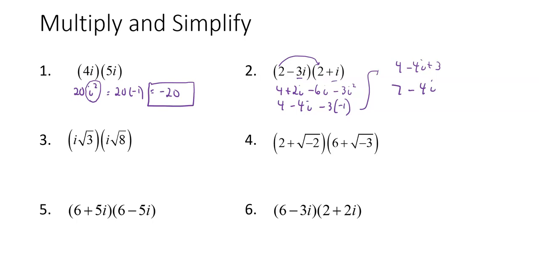All right, take a look at number 3. We have i times the square root of 3 and i times the square root of 8. i times i is i squared. Square root of 3 times square root of 8, square root of 24. Well, i squared is equal to negative 1. Square root of 24 I can break down into square root of 4 times square root of 6. So negative 1 times 2 is negative 2 square root of 6. My answer is real, right? There's no complex part to it.